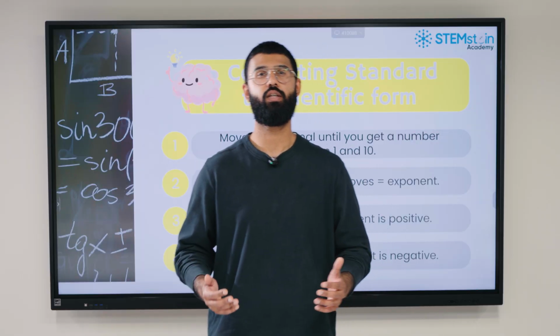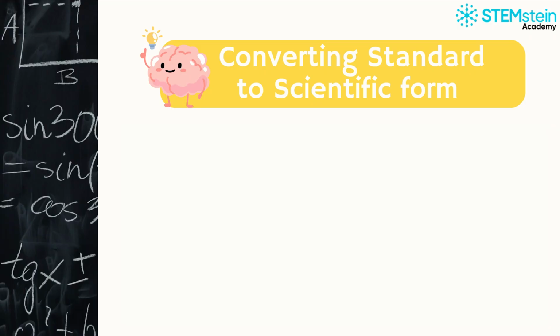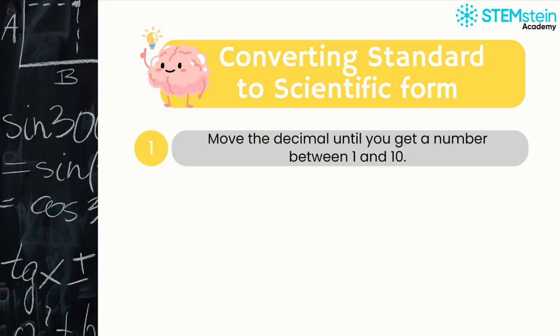So how exactly do we convert a number from standard notation into scientific notation? Our first step is to find the decimal place and then move it either right or left, however many times you need to find a number between 1 and 10. That value will be our A.